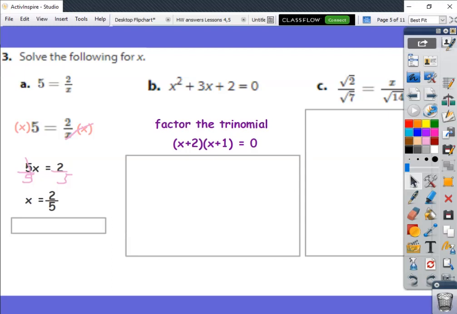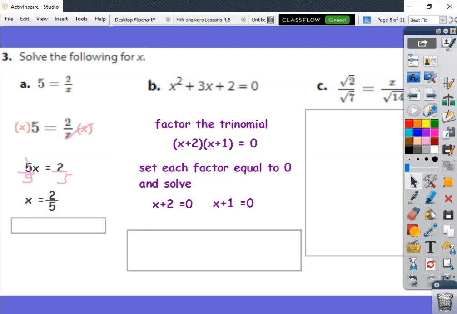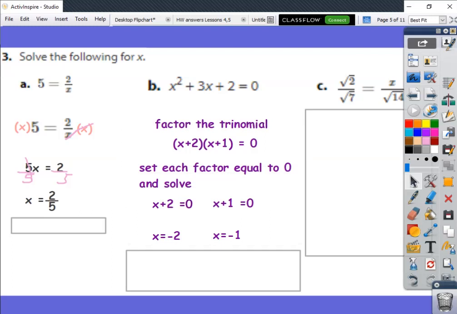And now I'm going to set each one of those factors equal to 0, and I'll get my two answers here. So x plus 2 equals 0, and x plus 1 equals 0. And solve for x. I subtract 2 from each side. Minus 2 on this one, minus 2. 0 minus 2 is negative 2 on the other one. Here I'm going to subtract 1, minus 1, minus 1. x equals negative 1. So those are my two values of x, my two answers.